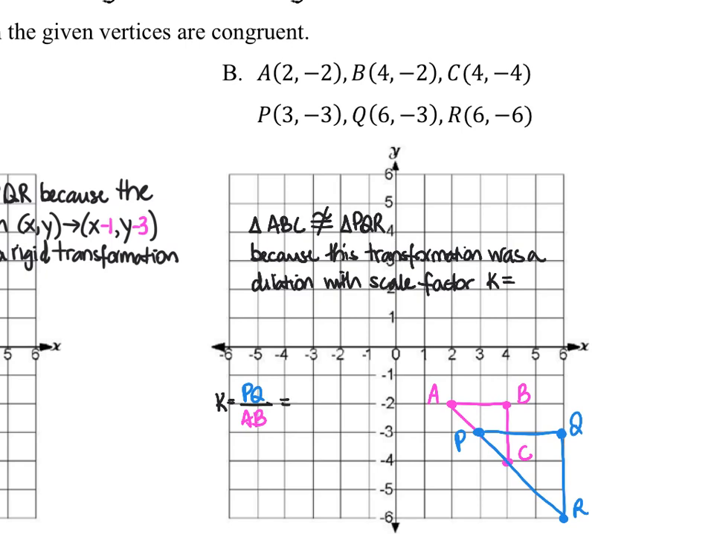So PQ was on the image, AB was on the pre-image, and the length of PQ is 1, 2, 3 units long. The length of AB is 2 units long, so we can either think of this as a scale factor of 3 over 2, or we know that that is 1.5 in decimal. So scale factor of 1.5, now we're ready to write our mapping statement. x, y maps to 1.5x, 1.5y. All right, done with that one.